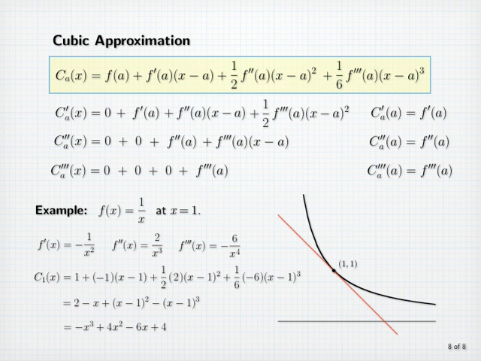Recall that the linear approximation's graph is simply the tangent line. Here's the graph of the quadratic approximation. And now let's look at the graph of the cubic approximation. Notice that it follows the curve very closely near the point (1, 1).